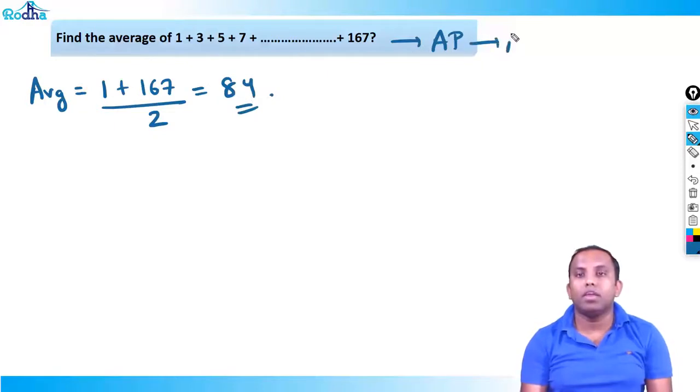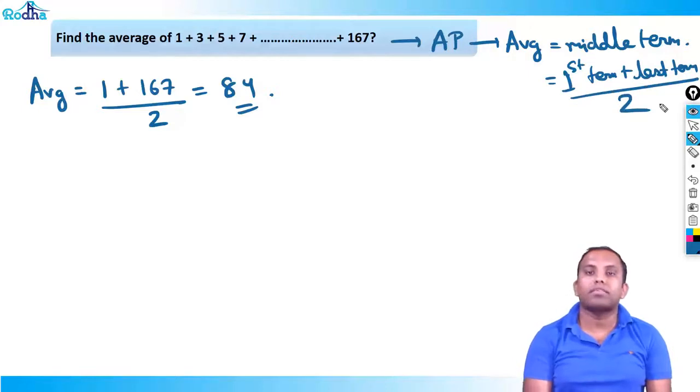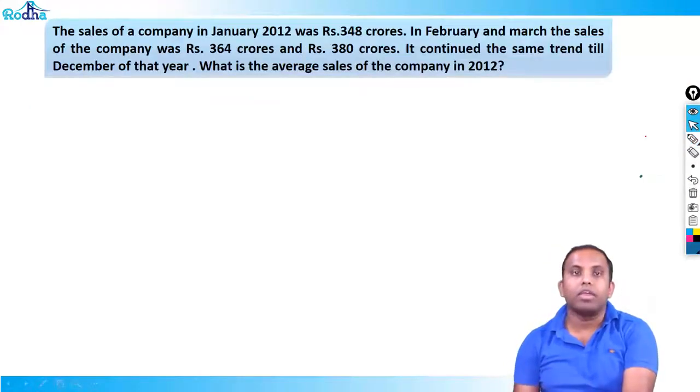In AP, the average is always the middle term. The middle term is calculated as first term plus last term by 2. Okay. This is easy, very easy. Next question.